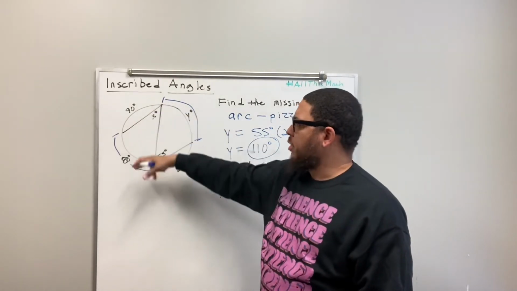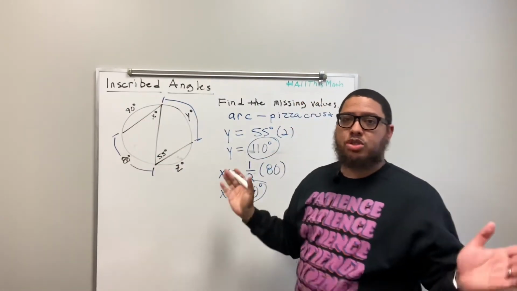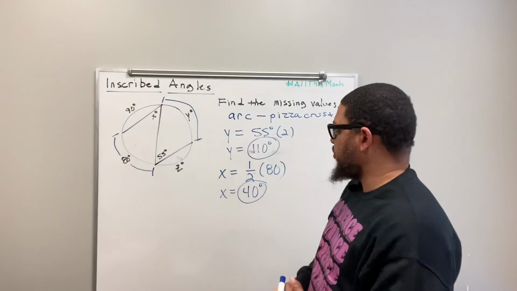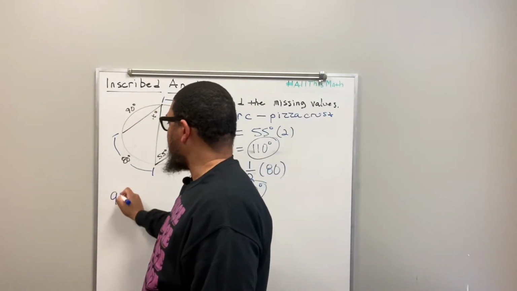I'm going to look at all the arcs, right? Because I got 1, 2, 3, 4 arcs. 4 arcs are making up this whole circle, right? 4 arcs are making up the whole circle. So I got one arc up here, that's 90. So that's going to be part of my equation.